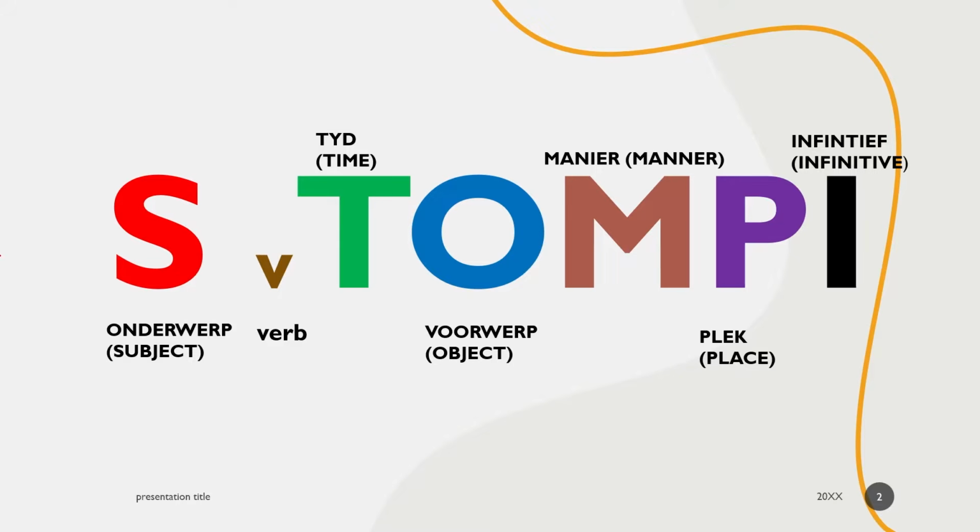So subject, the person doing it. Verb is the action that is being done. Time is the time you are doing it. Object is what you are doing. Manner is how you are doing it. Place is where you are doing it. And you have your infinitive. Remember with the verbs, there can be two verbs. And we'll look at that in a second.